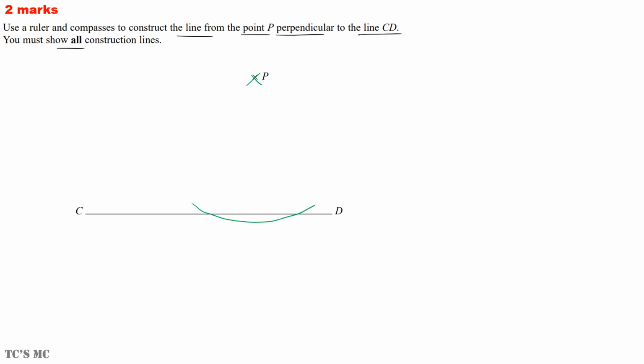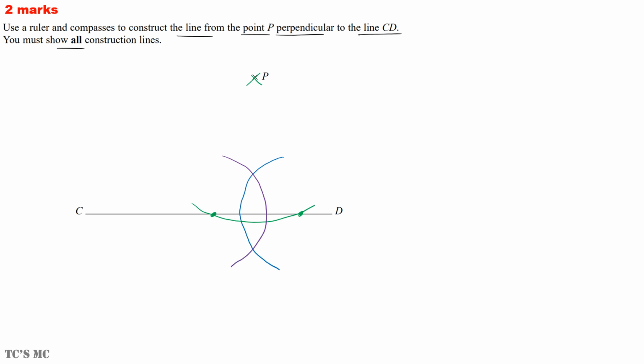Then make sure you can see these 2 intersection points with the arc and the line CD. Get your compass. Put the point at the one closer to D. Make sure it's wider than halfway, but not all the way to the other intersection. Draw an arc. And then, without changing the size, go to the other intersection point and draw an arc from the other side.